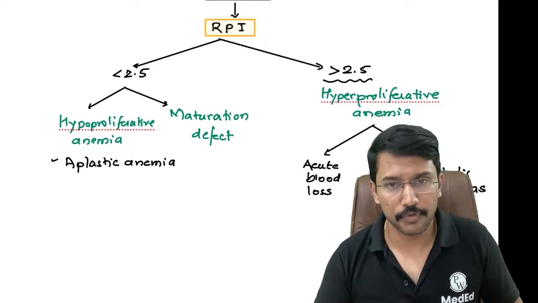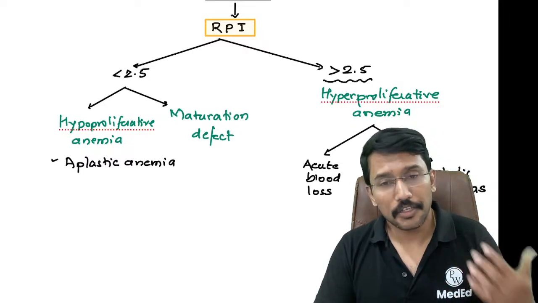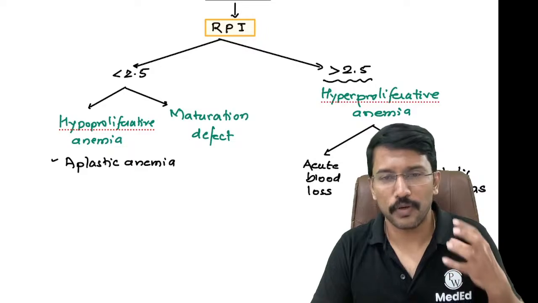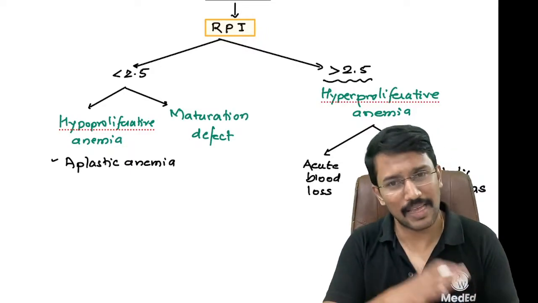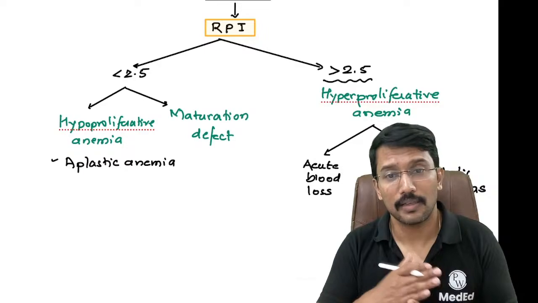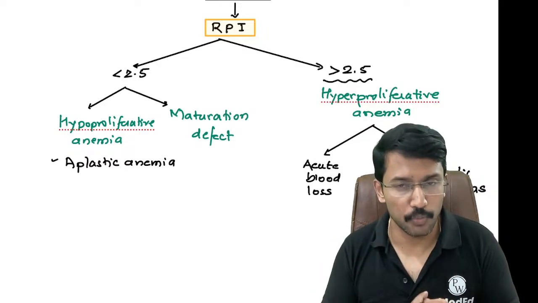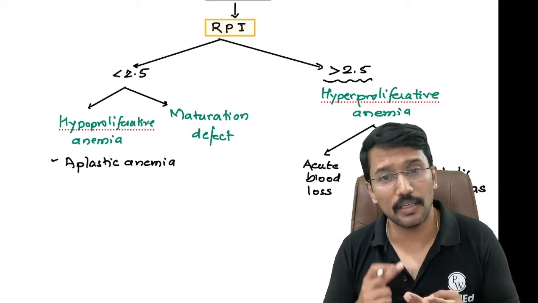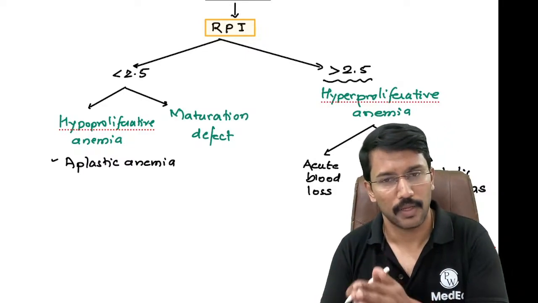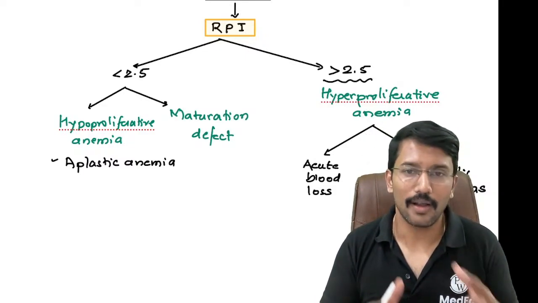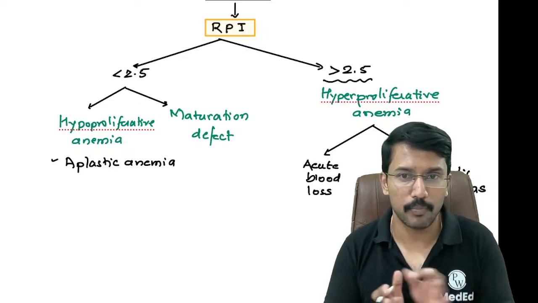Aplastic anemia refers to reduction in the numbers of marrow cells which are concerned with the production of RBCs, as well as, in aplastic anemia, the other two cell lines, the WBC precursors as well as the platelet precursors, that is megakaryocytes. All of them are reduced in number. It can be either inherited or acquired.